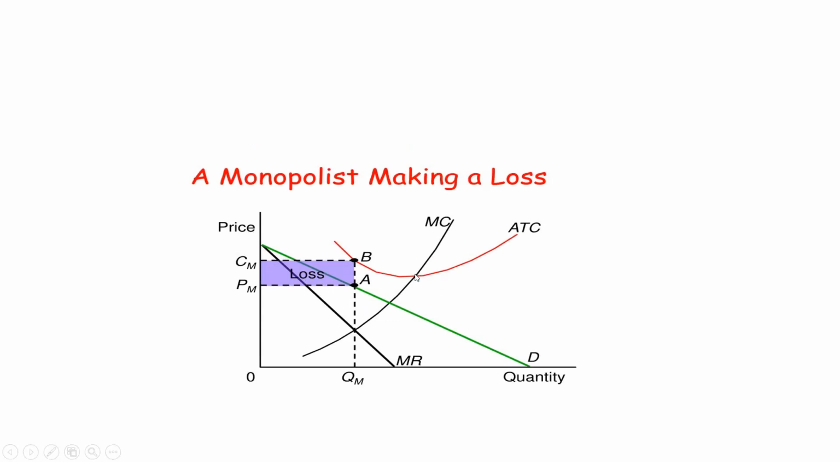Notice where MC crosses ATC is productively efficient. It should be kind of at the lowest point of your ATC curve. Remember, where MC crosses demand is allocatively efficient. Where MR hits the axis is highest total revenue. If I draw that up, it's unit elastic. To the left is elastic. To the right is inelastic.